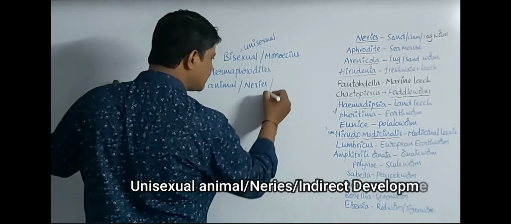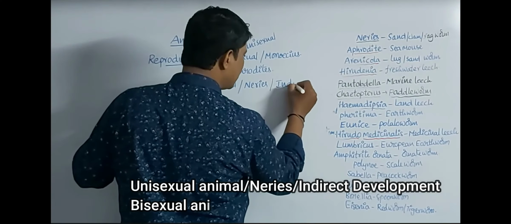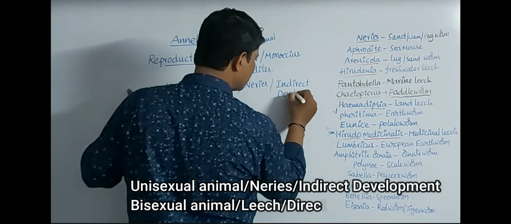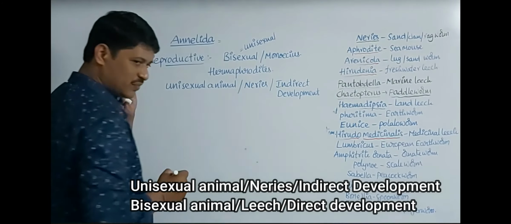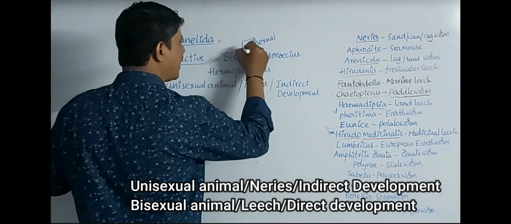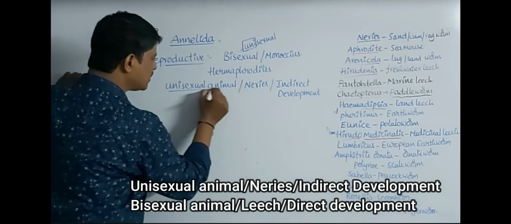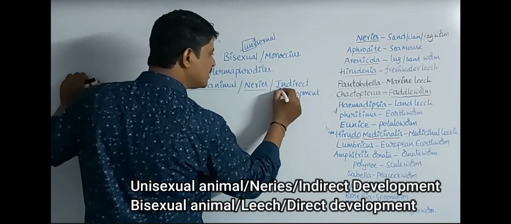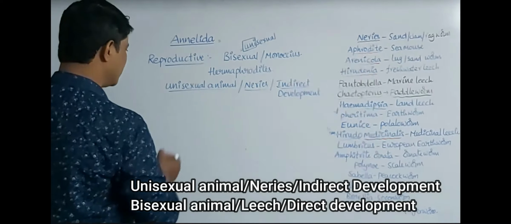In these animals, the process of development is indirect development. Indirect development, with larva stages. See, a simple definition for this one is UNI. U means unisexual animal, N means Nereis, I means indirect development. So that is unisexual animals.